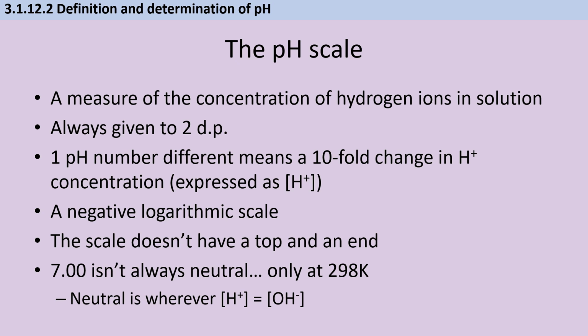One whole integer different on the pH scale means a 10-fold change in the hydrogen ion concentration, because this is an exponential scale. We express concentration using square brackets, and the pH scale is a negative logarithmic scale of the hydrogen ion concentration, which means that as the numbers of the pH scale get smaller, the concentration of hydrogen ions gets higher. And also, we should be aware that the scale doesn't have a top or a bottom end. pH 7 doesn't necessarily mean neutral. It does at 298 Kelvin, but at other temperatures the pH of neutral will actually be a slightly different number. The neutral point is always wherever the number of hydrogen ions is equal to the number of hydroxide ions.